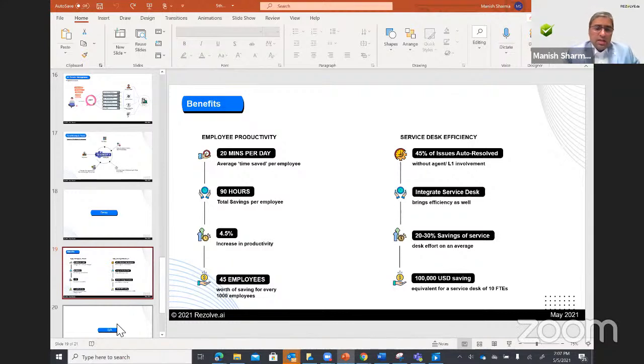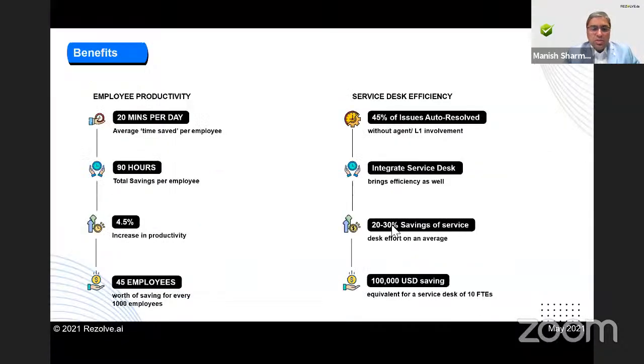The advantages really, right, of moving towards these kinds of solutions are that you're saving in two ways, right? One is you're actually working on the employee productivity or student productivity side.